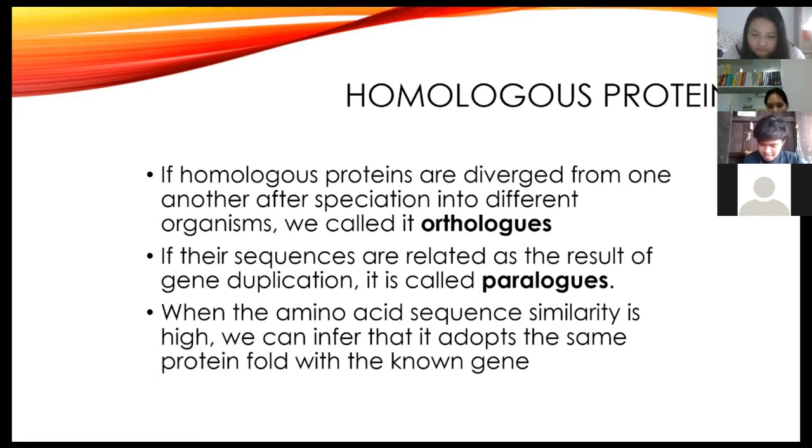When we find orthologs or paralogs, we basically find that the amino acid sequence similarity is very high. Once the sequence similarity or sequence identity is high, we infer that it adopts the same protein fold as the known genes. So a homologous protein can be either ortholog or paralog. Orthologs exist before speciation. Paralogs exist as a result of gene duplication after speciation.